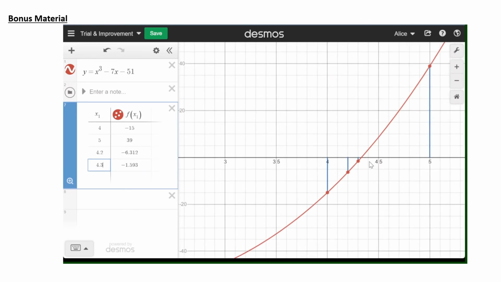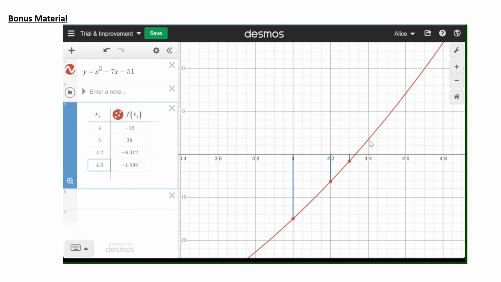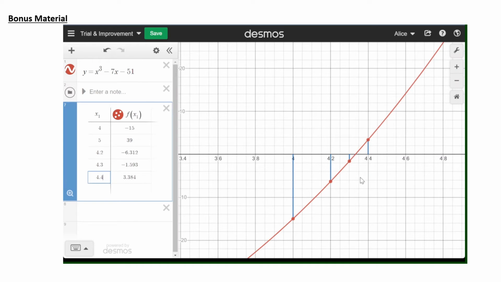So we're trying to find where the red line is crossing the x-axis. So I've tried 4.2, so next I'm just going to be systematic, I'm going to go 4.3, and you can see it's getting smaller and smaller, we're getting closer, but I'm still below. If I go 4.4, you can see we jump above.